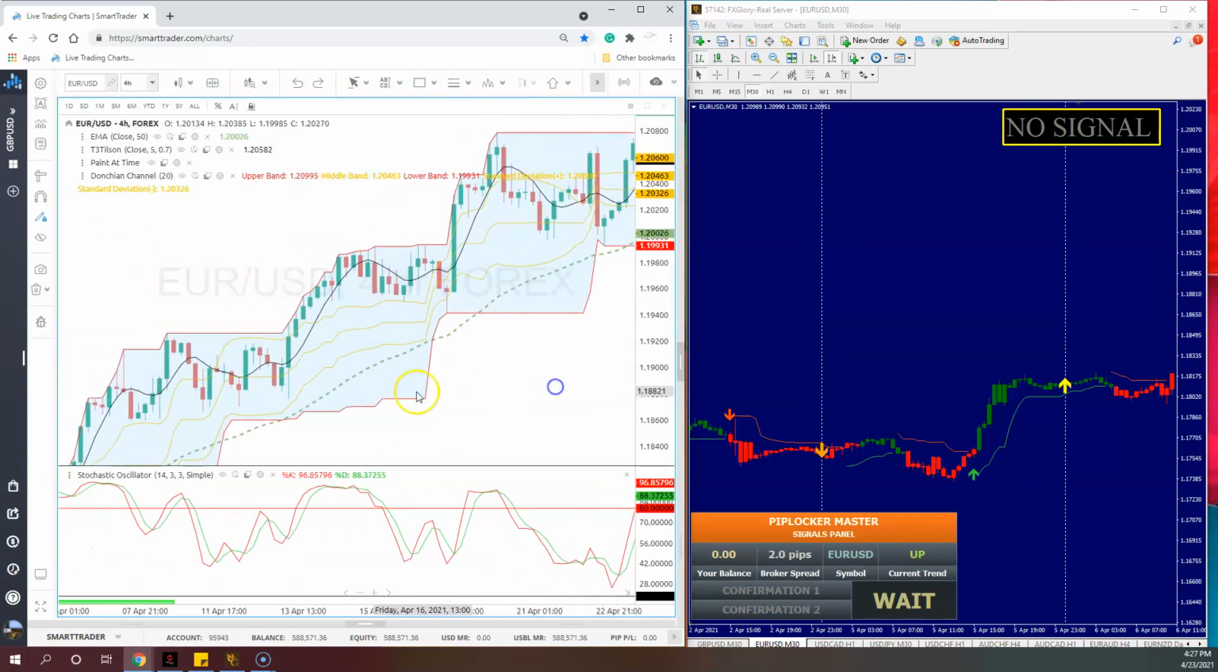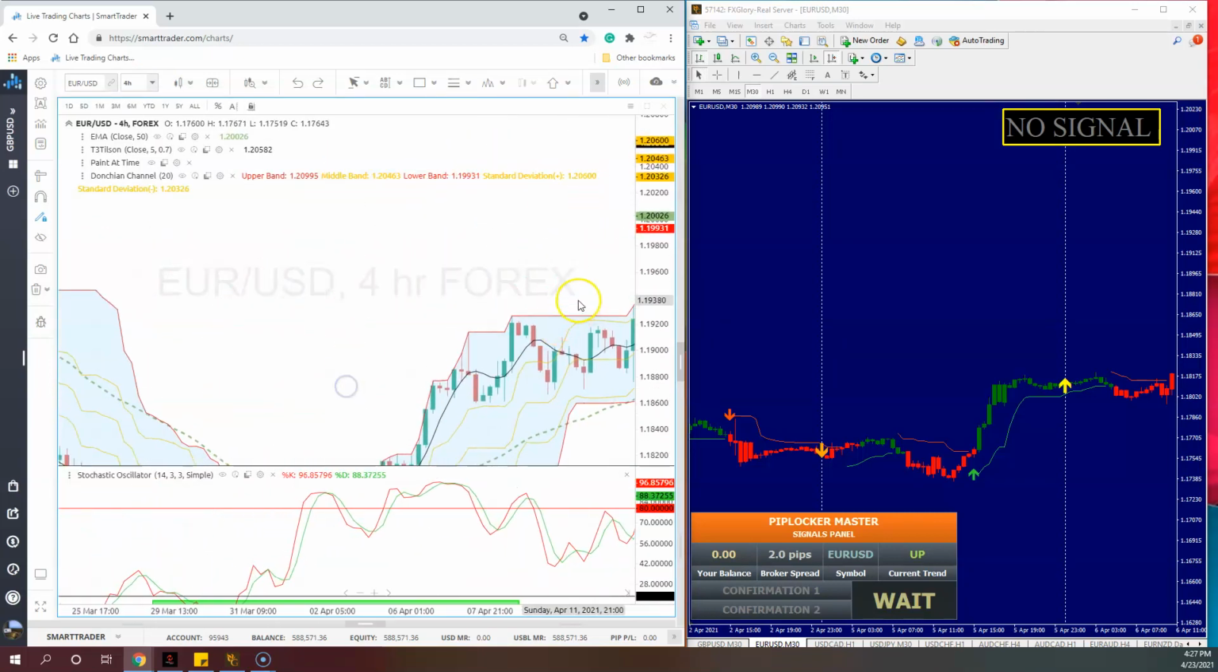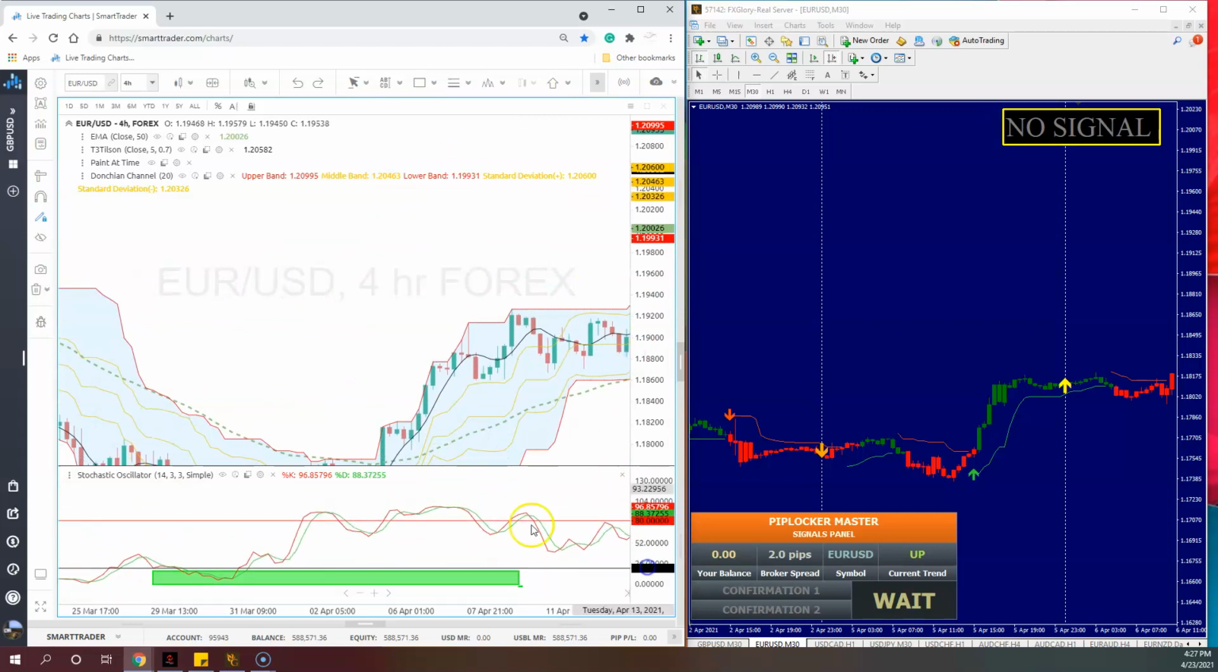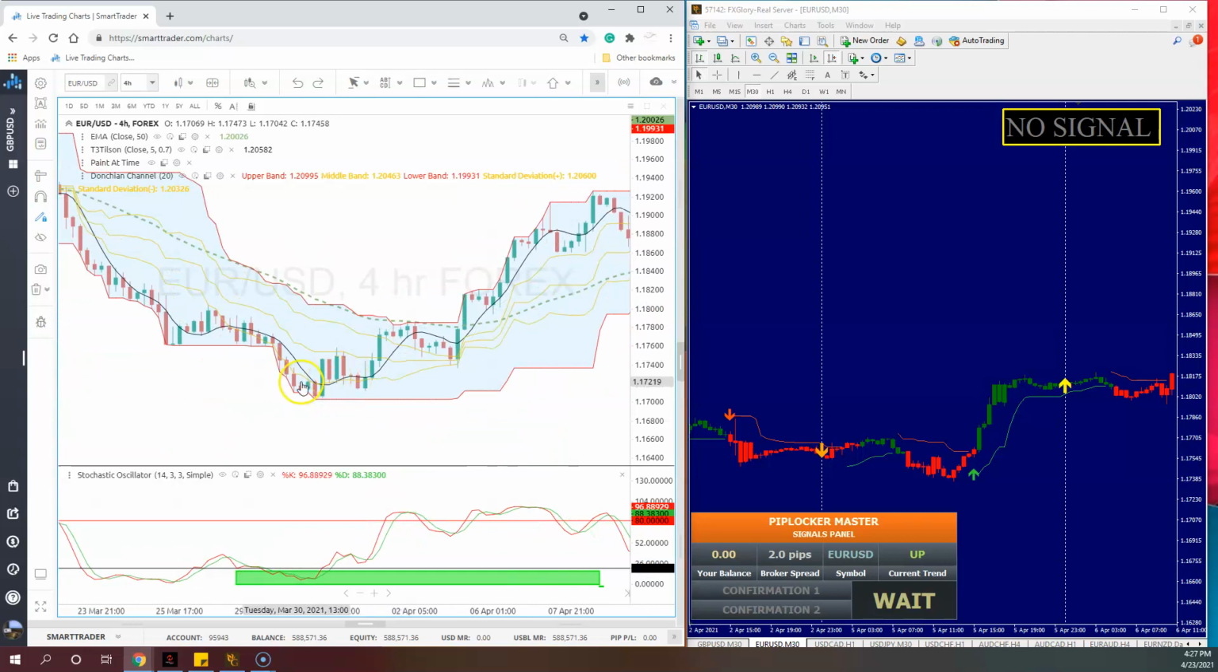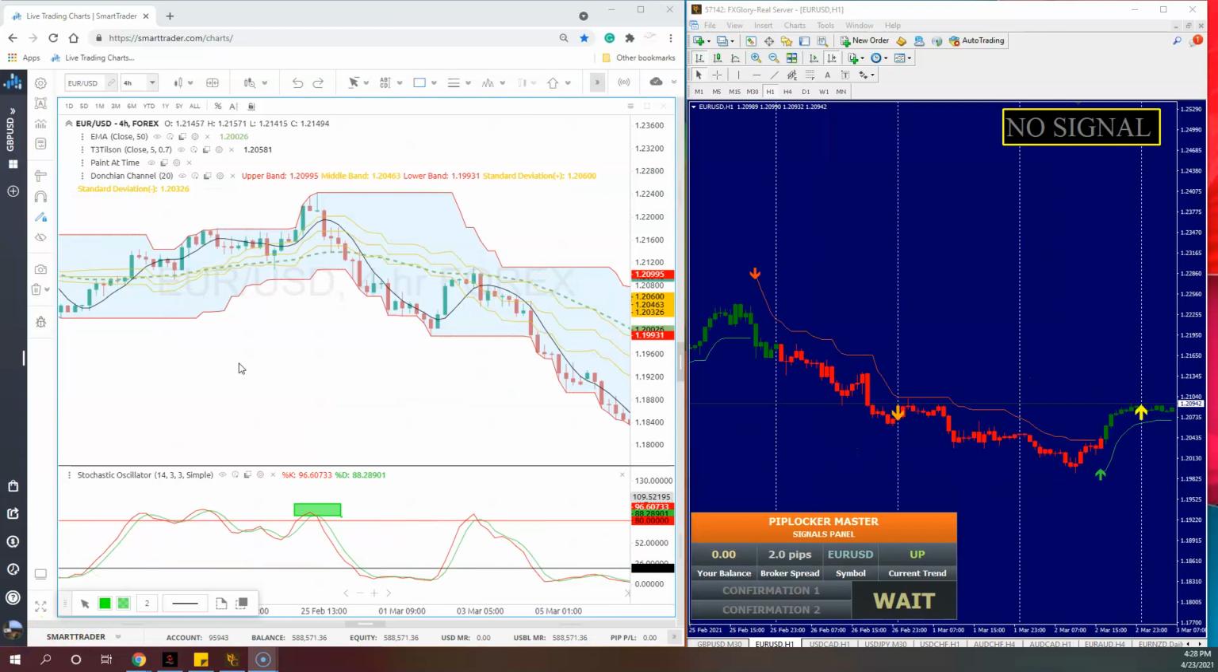So we have 3 time frames. There it is over here, oversold stochastics. Then I'm looking for price to flatten out this Donchian channel, giving us a bullish engulfing candle. On the right-hand side, there's my trade signal on Piplocker. And here's another example on the same currency, Euro USD, on February the 25th.